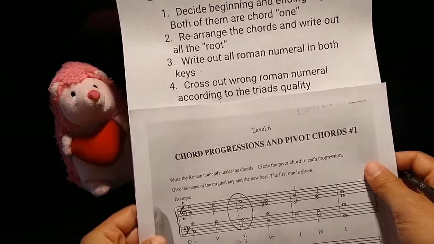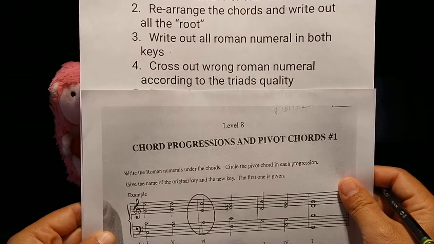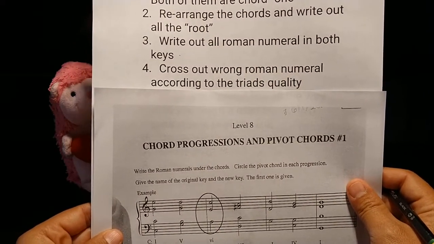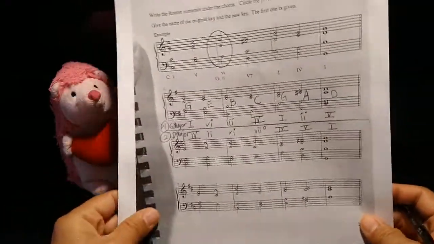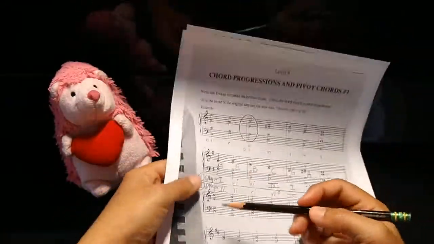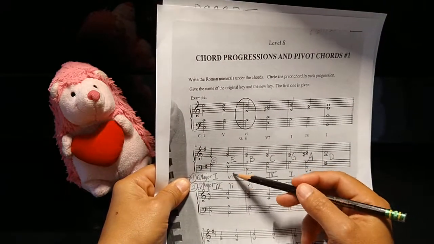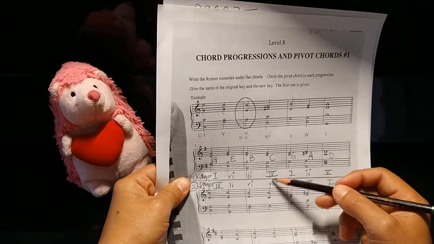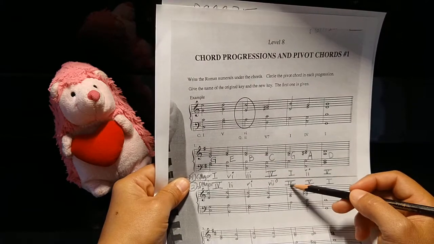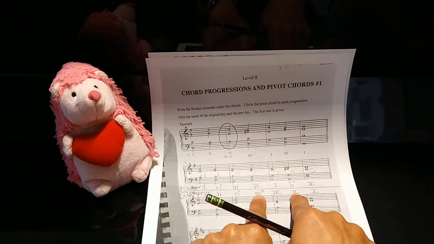So far you have done number 3. Now you are at number 4, cross out the wrong Roman numerals according to the triad quality. What does that mean? If this is big and big, it's fine, you don't need to do anything. Small and small, they match. It's fine. This one doesn't match, so one of those is wrong. This one matches. This one doesn't match. So it's this one and this one that we need to pay attention to.